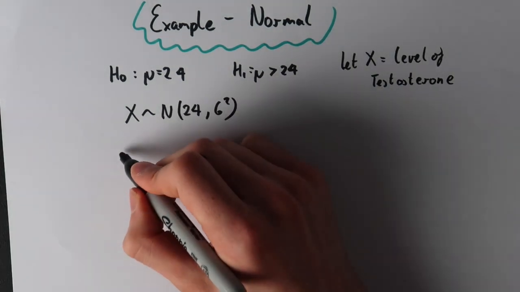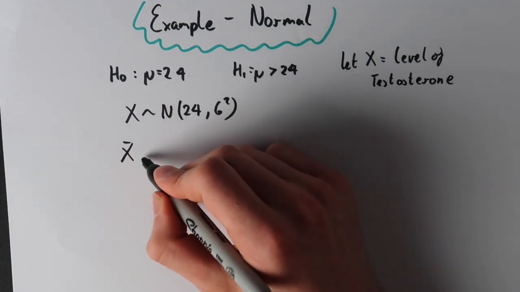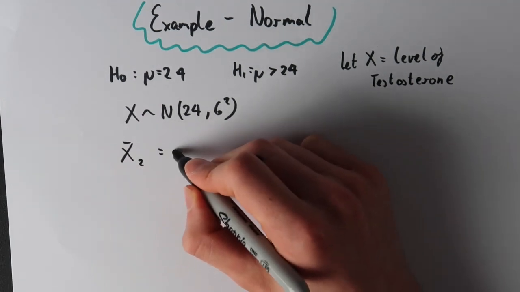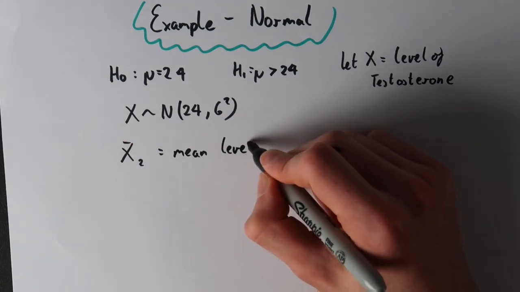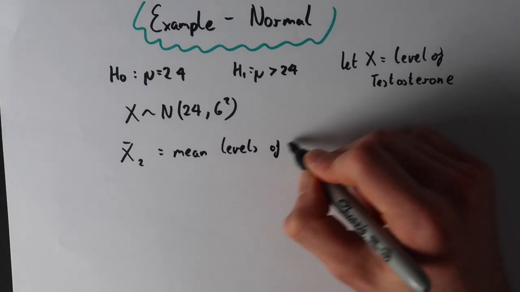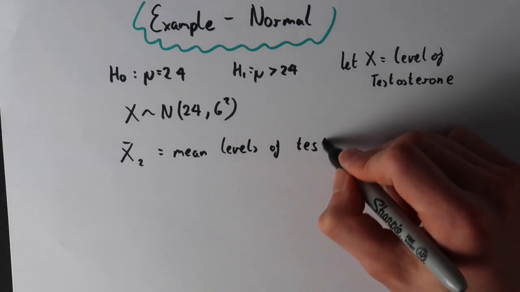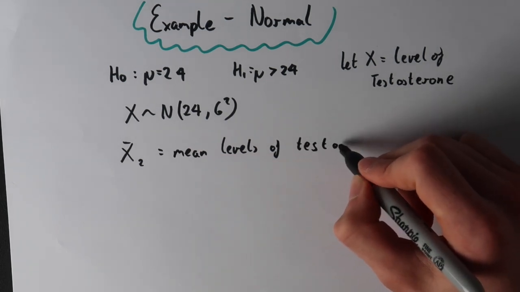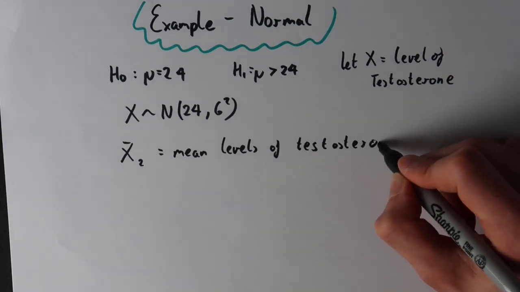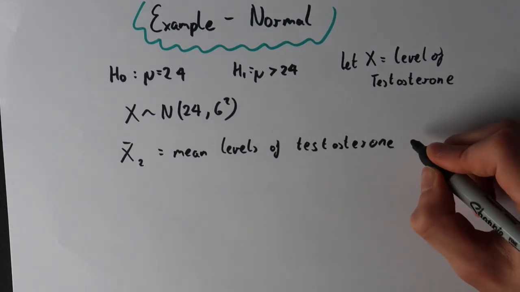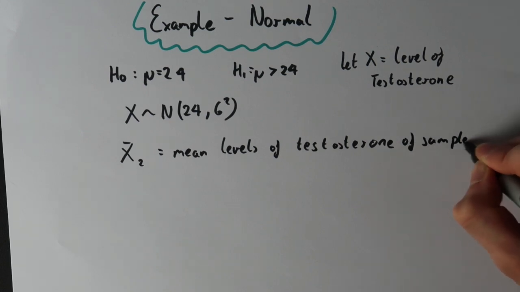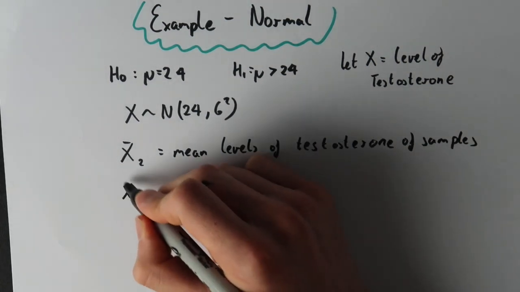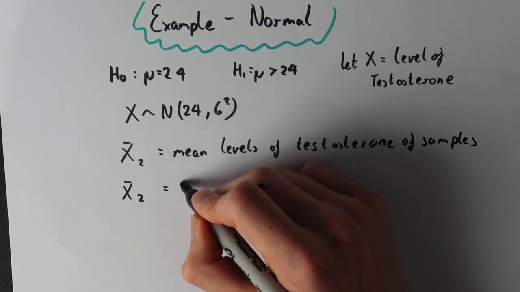Then write down the model. X is normally distributed with a mean of 24 and a variance of 36. Our X bar 2 is equal to the mean level of testosterone in that sample of 2. Again, clearly identifying this will get you all the marks in these questions. X bar 2 is normally distributed with a mean of 24 and a variance of 36 over 2.